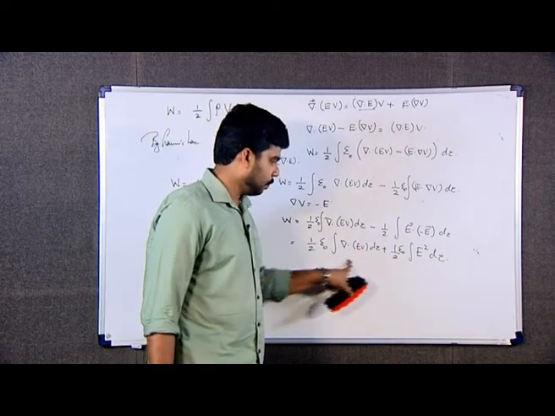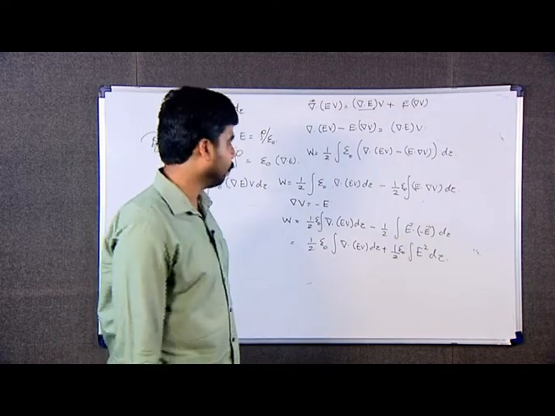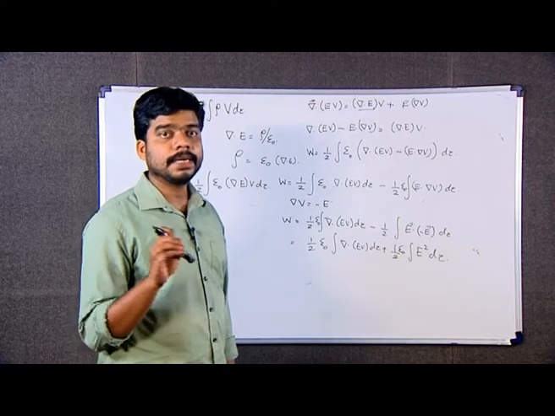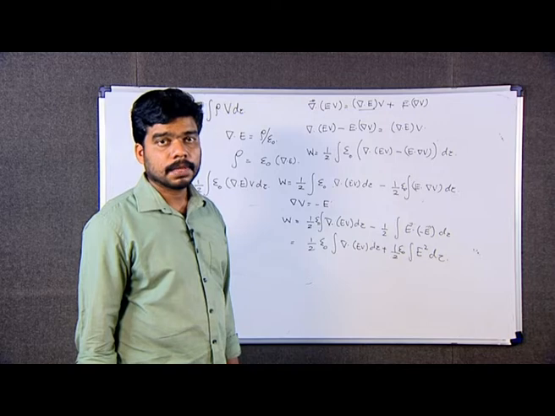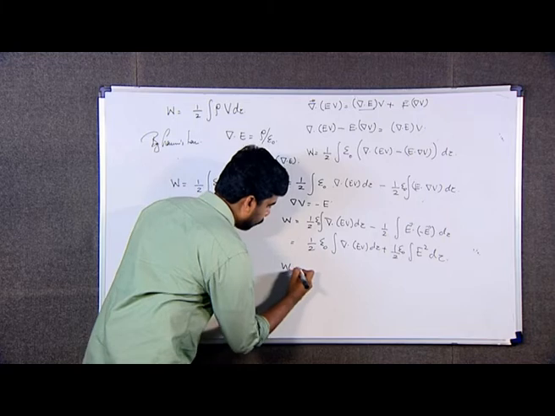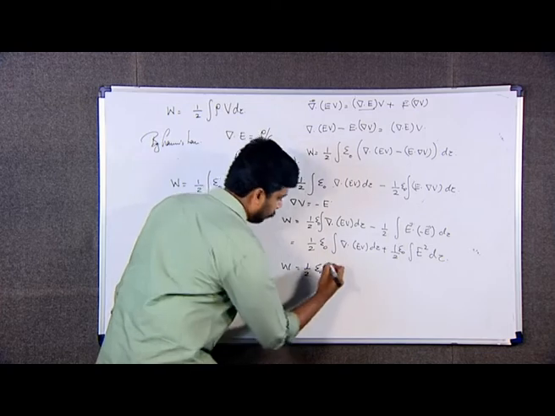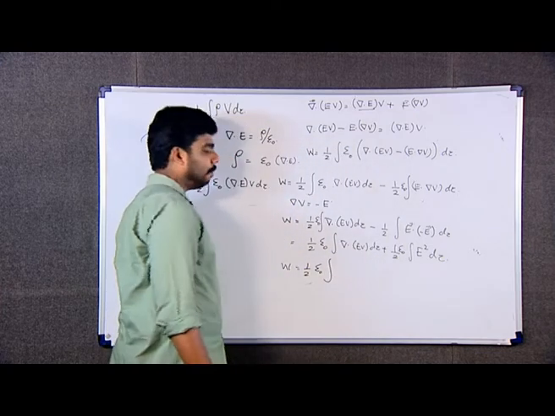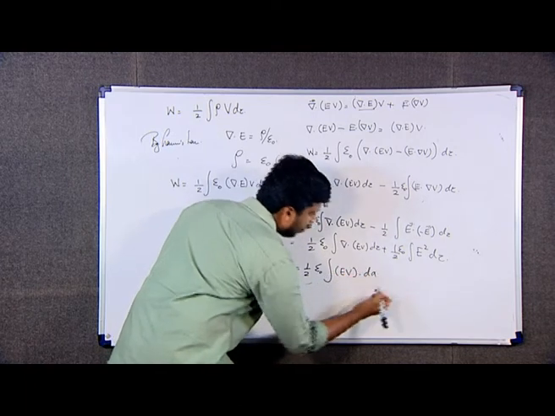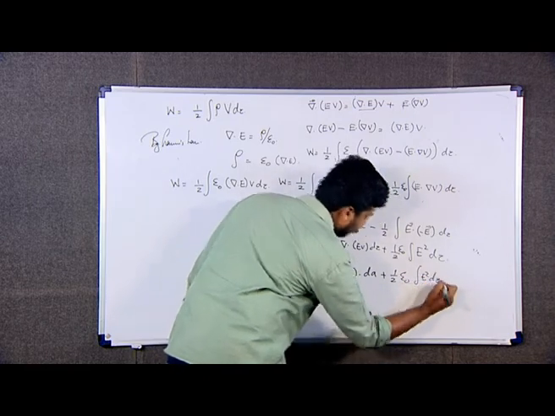What about the first term, del dot (E V) d tau? I can apply Gauss's divergence theorem here. If I apply the divergence theorem, W will become half into epsilon 0 into, this volume integral will become the surface integral, E V dot dA, plus half into epsilon 0 into E square d tau.